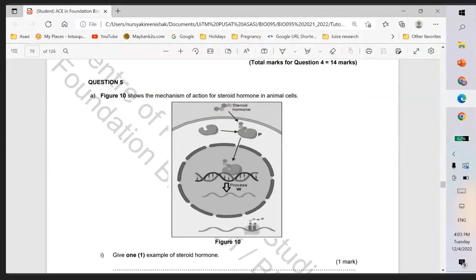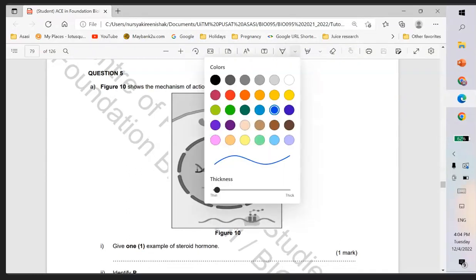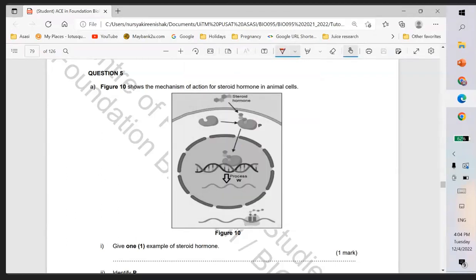We can go from up the list. Okay, up the list. Kita start dengan Ahmad Fikri, please. Read the question and also give the answer, please. Question 5, right? Yep. Okay. Figure 10 shows the mechanism of action for steroid hormone in animal cells.